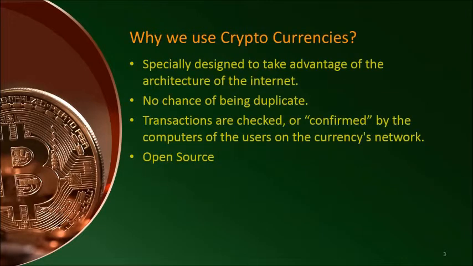Why do we use cryptocurrencies? They are especially designed to take advantage of the architecture of the internet. No chance of being duplicated. Here, no chance of being duplicated implies that paper notes are easily duplicated, but cryptocurrencies are encrypted by certain crypto algorithms, which makes them difficult to duplicate.